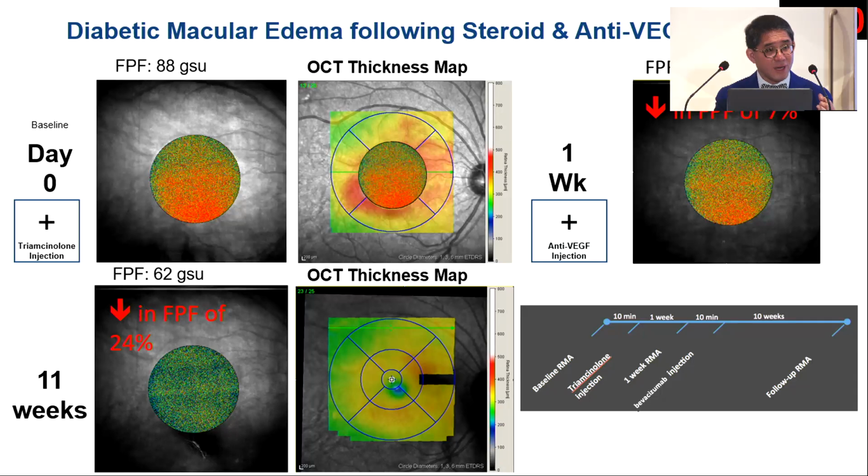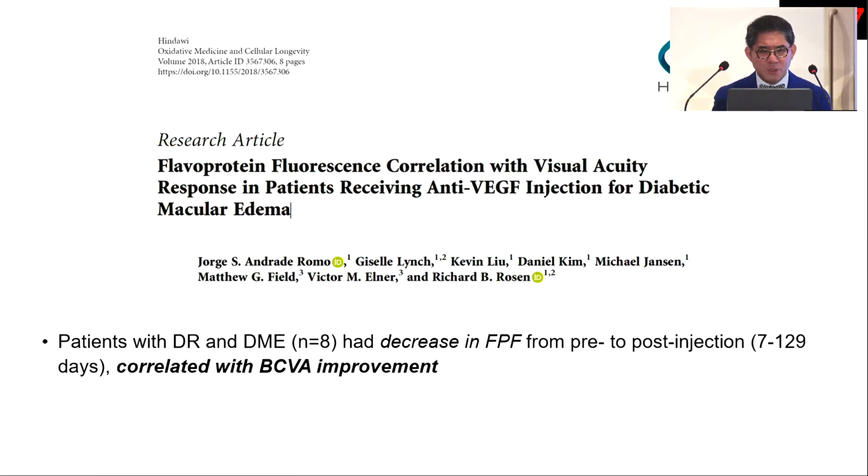And so you say, so what? We can also see this in OCT. But here's the point. All of us who manage patients with retinal vascular disease like diabetic macular edema know that OCT is not always predictive of visual acuity. Oftentimes we see the OCT change first, and subsequently we see changes in visual acuity because it lags behind. So one of the questions we ask is, can FPF help predict visual acuity earlier?